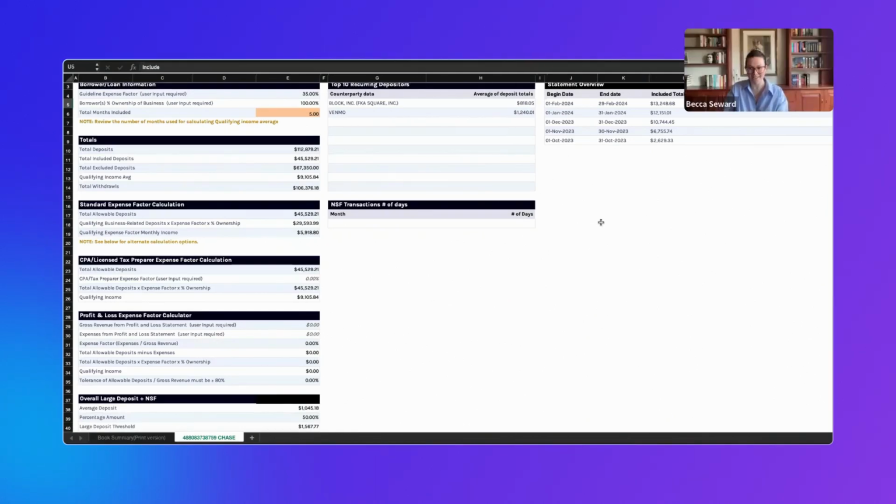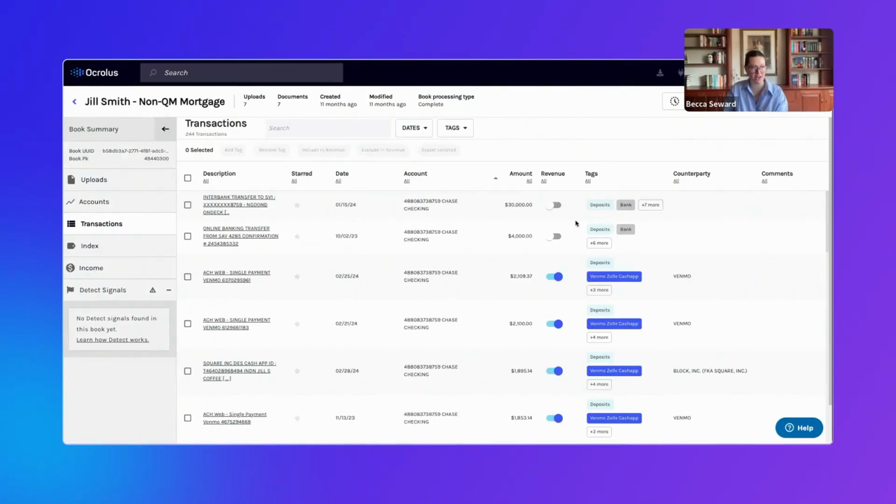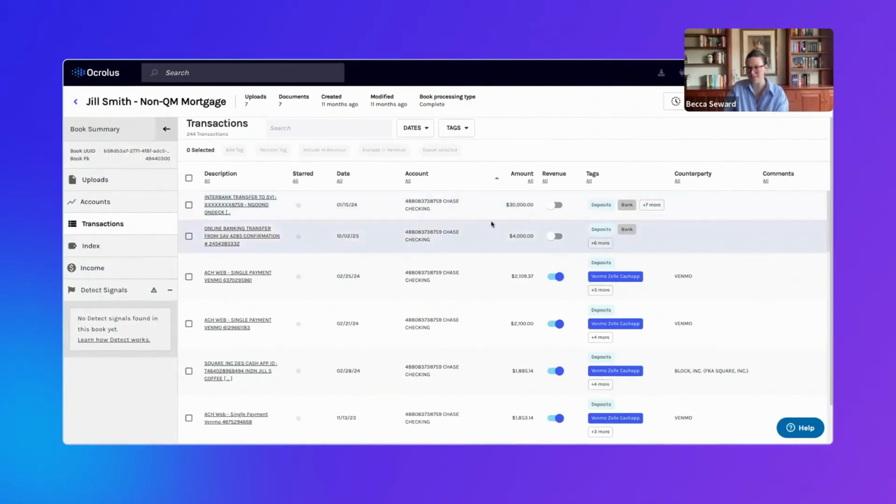It would be, yes. So that is why we do encourage lenders to start in the transactions page, because this is much more user-friendly than an Excel spreadsheet.